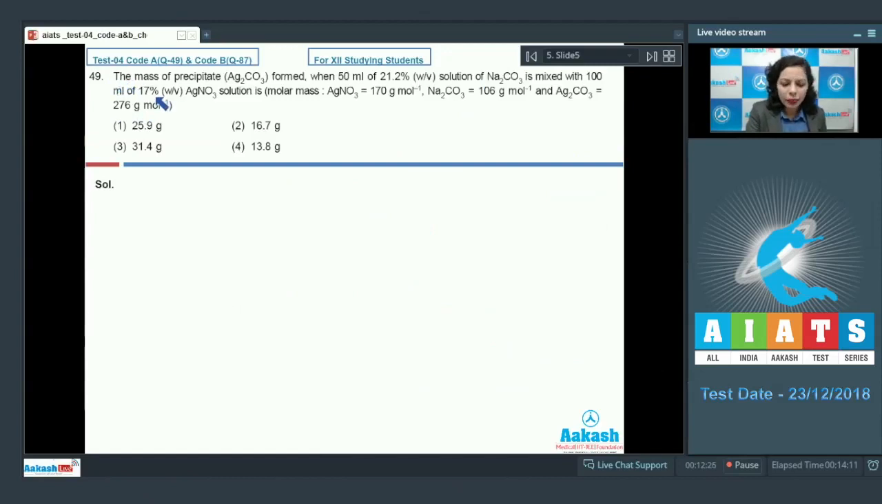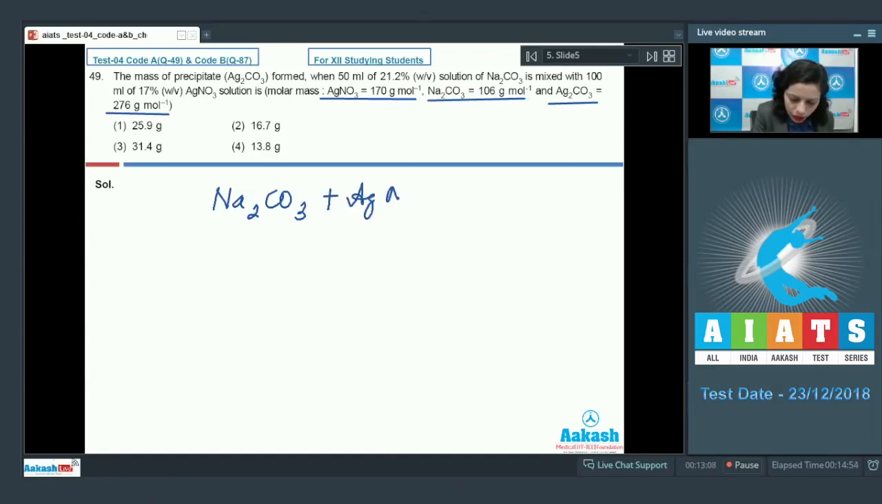Question number 49. The mass of precipitate Ag2CO3 formed when 50 ml of 21.2% weight by volume solution of Na2CO3 is mixed with 100 ml of 17% weight by volume AgNO3 solution is. In this case, a very good hint is given: the molar mass of AgNO3, the molar mass of Na2CO3, as well as the molar mass of Ag2CO3 are given. So the reaction taking place here is the formation of the Ag2CO3 precipitate when these two are mixed. What are these two things? One is Na2CO3, mixed with another, AgNO3.